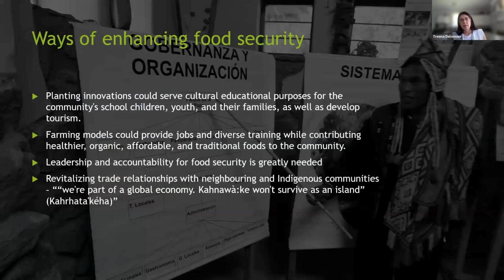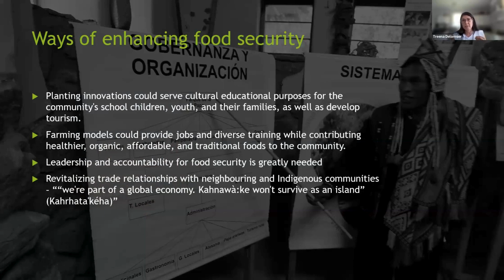And when we asked how can we enhance food security, people talked of planting and innovations that could serve cultural education purposes for the community, school, children, youth, and their families, as well as develop tourism. Farming models could provide jobs and diverse training while contributing to healthier, organic, affordable, and traditional foods in the community. That leadership and accountability for food security, and now we're talking more about food sovereignty in the community.